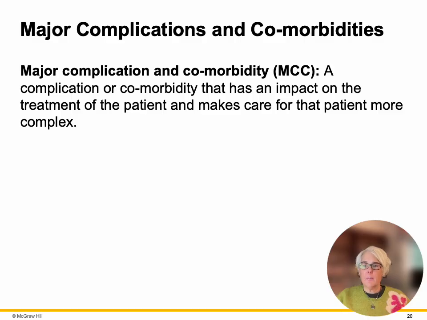MCCs, or major complications and comorbidities, are the most impactful secondary conditions. They are serious illnesses or problems that significantly increase the intensity of care. Things like sepsis, acute respiratory failure, or severe malnutrition. When an MCC is documented, actually treated, and correctly coded, it can move a DRG into a much higher severity level, which therefore increases payment to reflect the additional resources the patient required to get well.